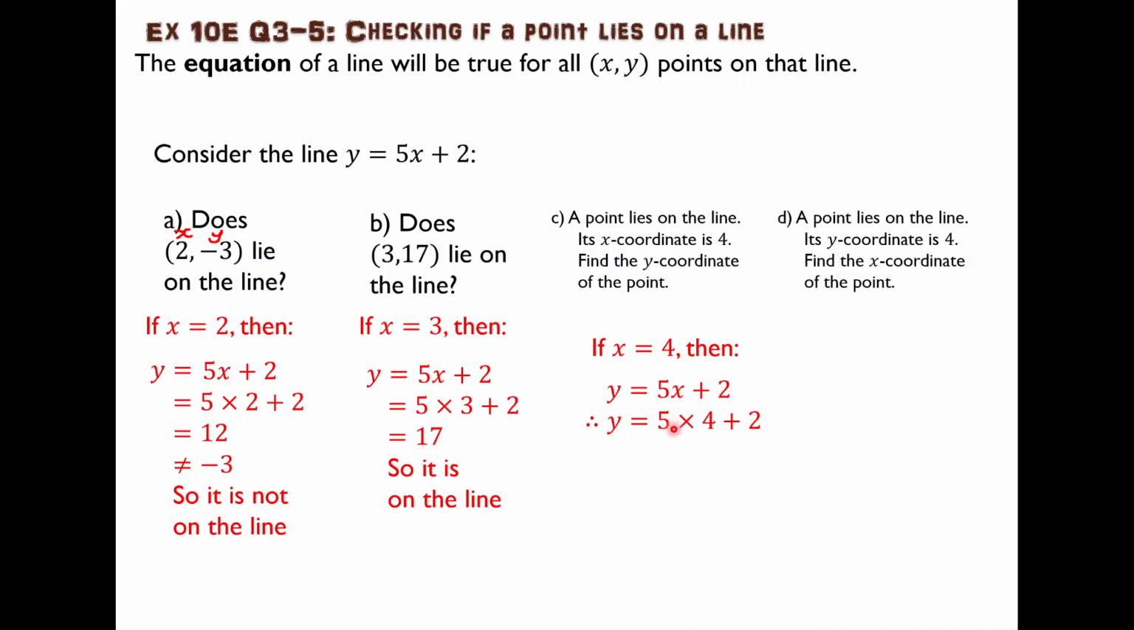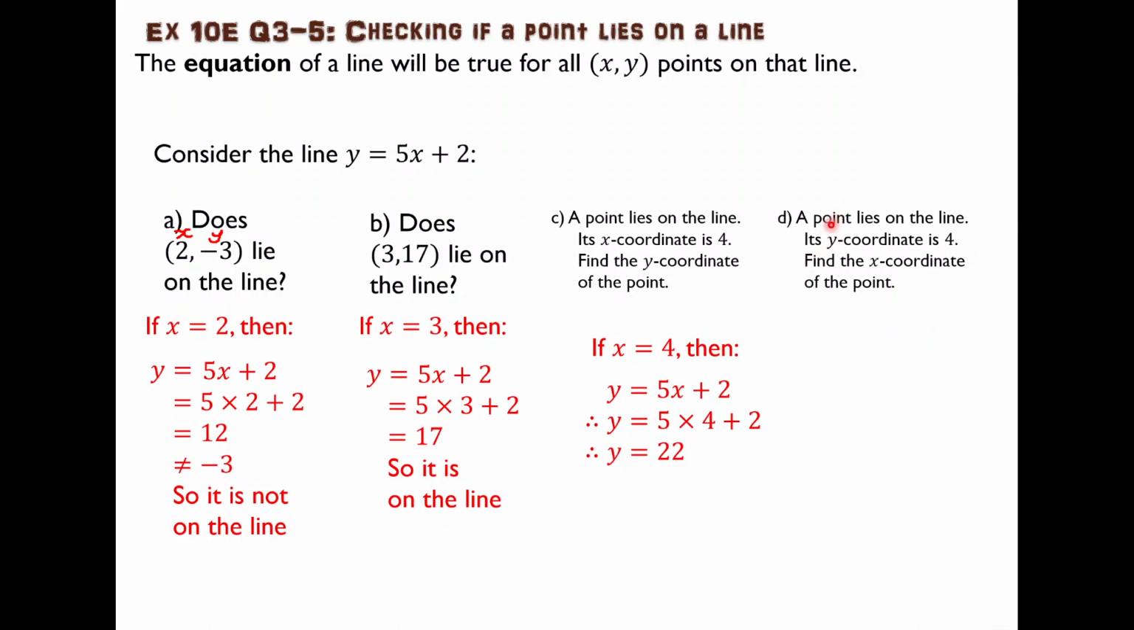Anyway, 5 times 4 is 20. 20 plus 2 is 22. So if the x-coordinate is 4, then the y-coordinate would be 22. The next question looks very similar. In fact, we're going to solve it the same way, but actually it's entirely backwards.